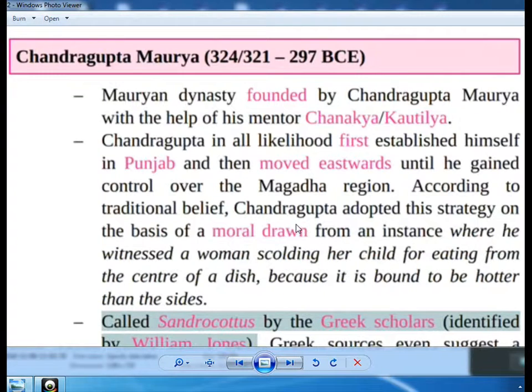According to traditional belief, Chandragupta adopted his strategy on the basis of a moral drawn from an instance where he witnessed a woman scolding her child for eating from the center of a dish, because the center is bound to be hotter than the sides.